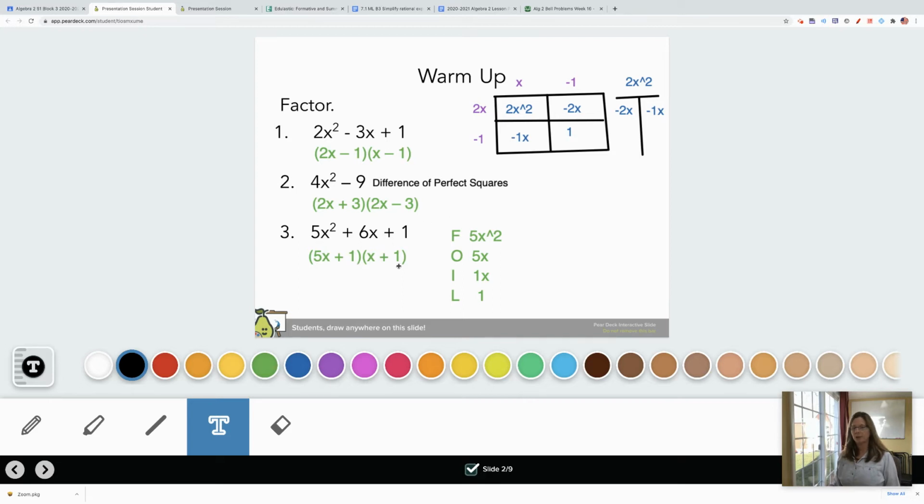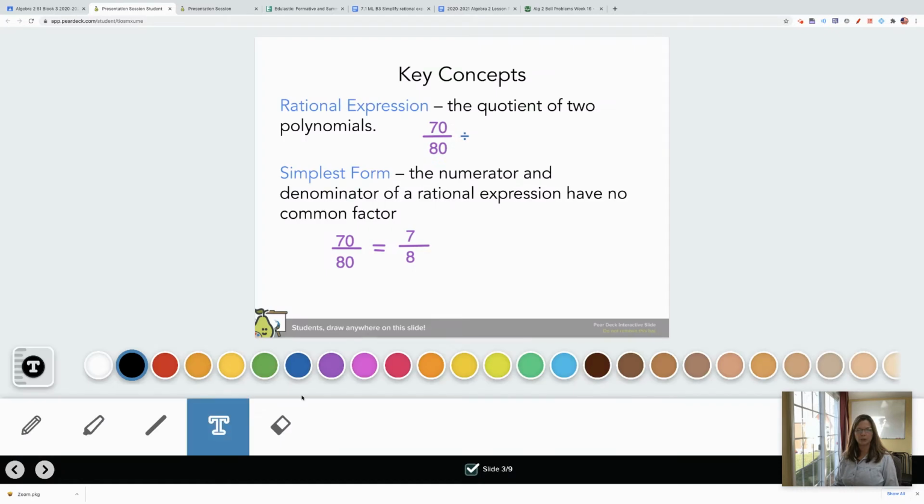I decided to use backwards FOIL because the only way to get 5x squared is 5x times x, and the only way to get 1 is 1 times 1. So I felt like this would be very reasonable to do without the box. I then proved that it's correct by doing the first 2 multiplied together. Checked out. Outside and inside, these like terms add together to equal my linear term of 6x, and last 2 is 1. All right, so now we're going to jump into our lesson about simplifying rational expressions.